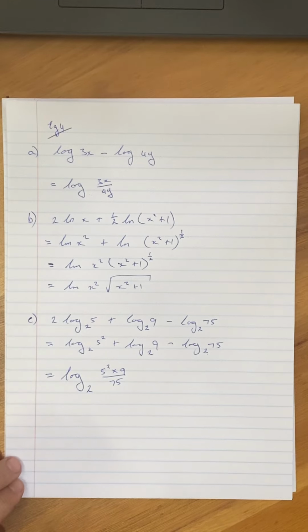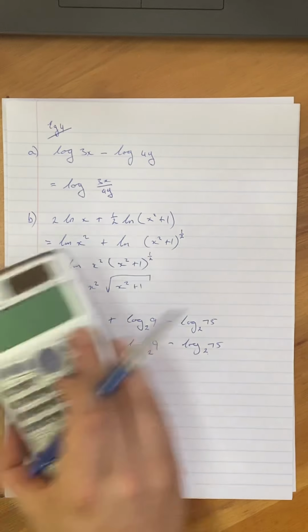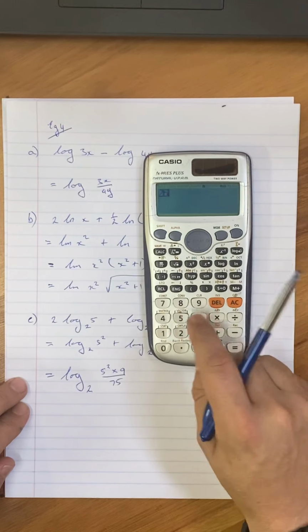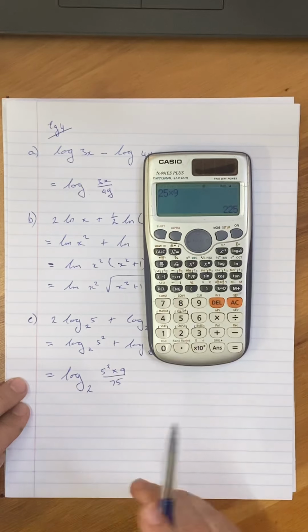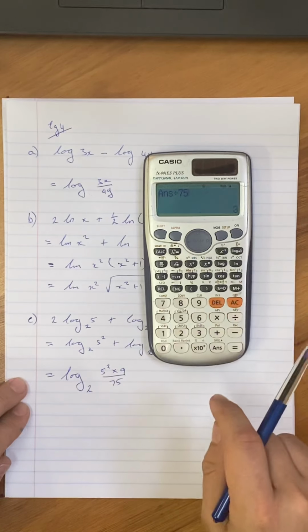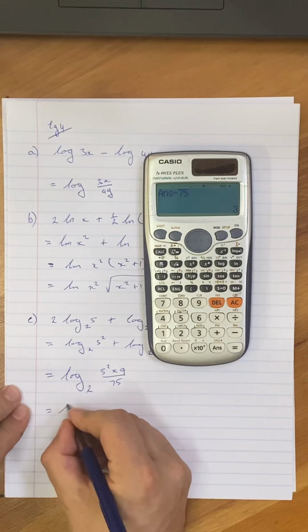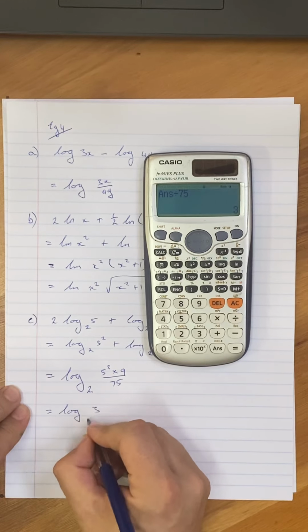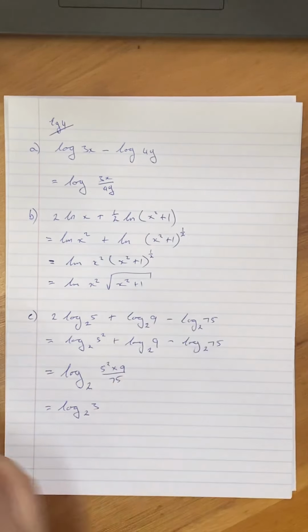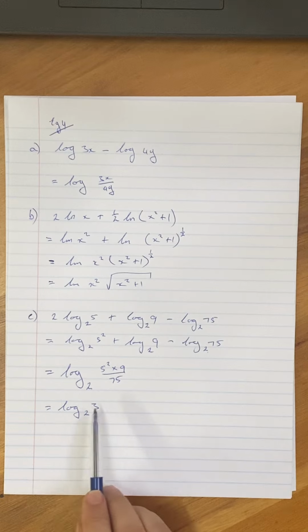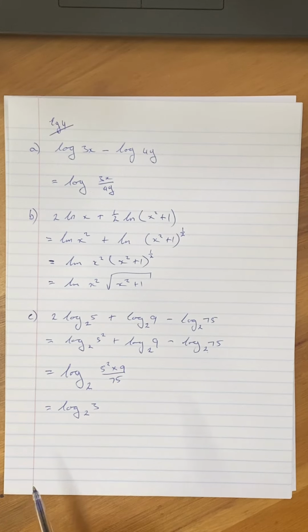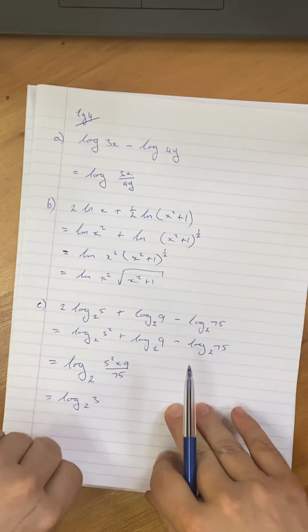Okay, so if we put this on the calculator, we've got 25 times 9, which gives us 225. Divide that by 75, and we get 3. So we've got log 3 base 2. Now, I can't take that any further because we don't have that case where we have log a base a. This is 2 different things, so we just leave it as it is. All right, let's go on to example D.